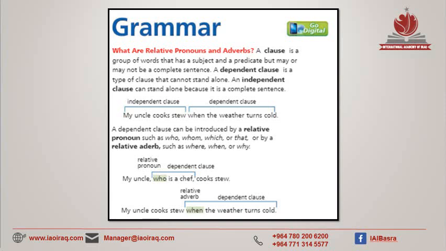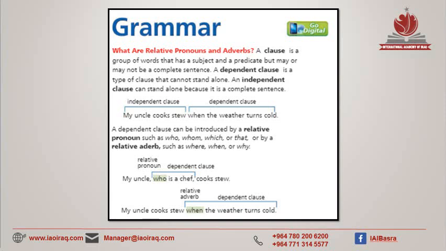So a dependent clause can be introduced by a relative pronoun, such as who, whom, which, or that, or by a relative adverb, such as where, when, or why. So now when you are trying to identify what is the independent clause in a sentence, this helps. If you memorize this, relative pronouns would start with who, whom, which, or that, and a relative adverb would be where, when, or why. So let's look at an example.